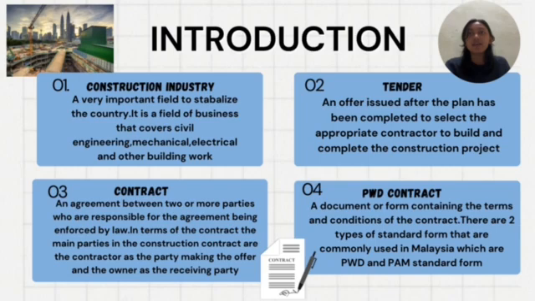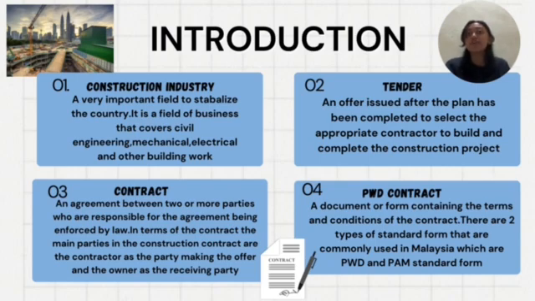Second, tender. Tender is an offer issued after the plan has been completed to select the appropriate contractor to build and complete the construction project. Third, contract. Contract is an agreement between two or more parties who are responsible for the agreement being enforced by law. In terms of the contract, the main parties in the construction contract are the contractor as the party making the offer and the owner as the receiving party.